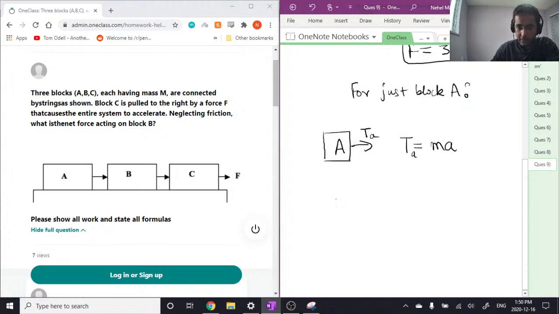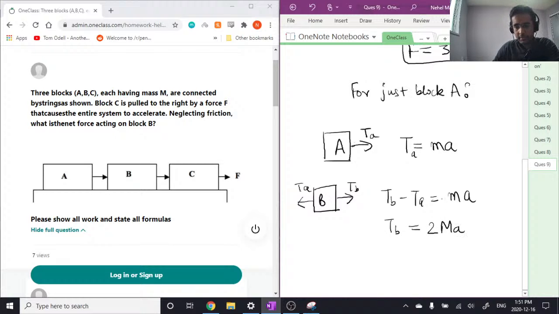All right, and if we look at block B, we have TB pulling it and then TA wanting to bring it back. So in this case, the equation becomes TB minus TA equals again Ma. We know already that TA equals Ma as well. Therefore, we can say TB equals 2Ma.